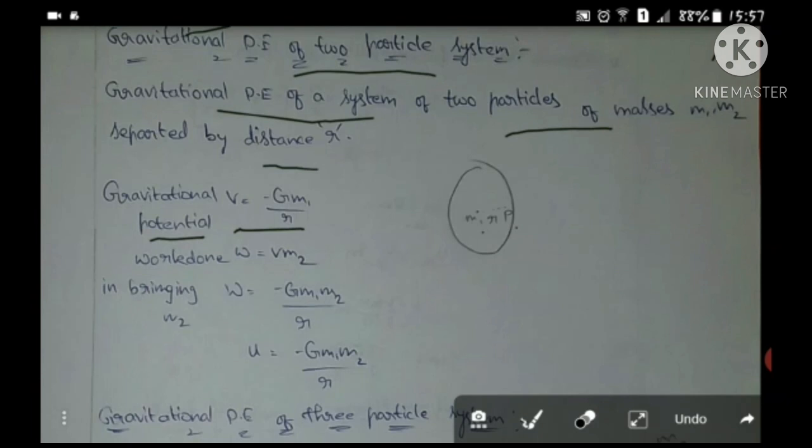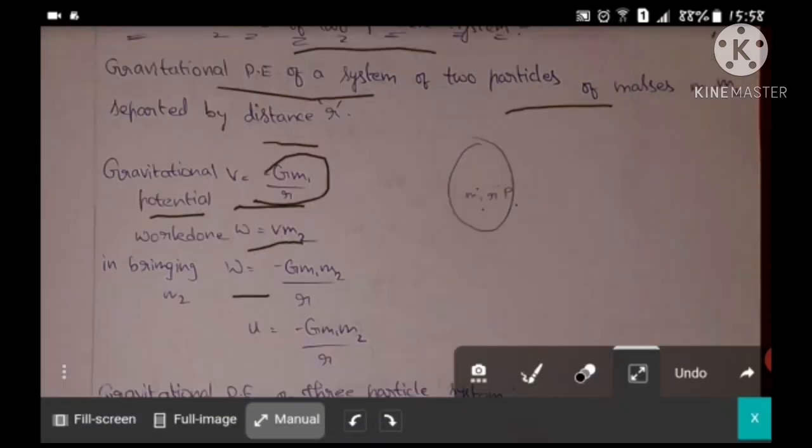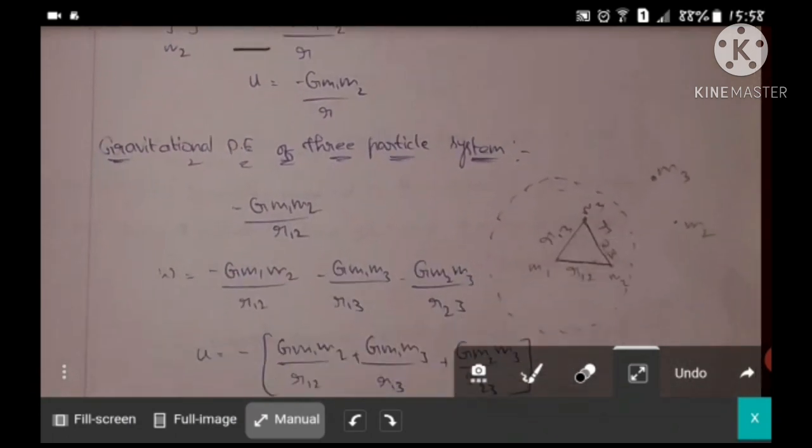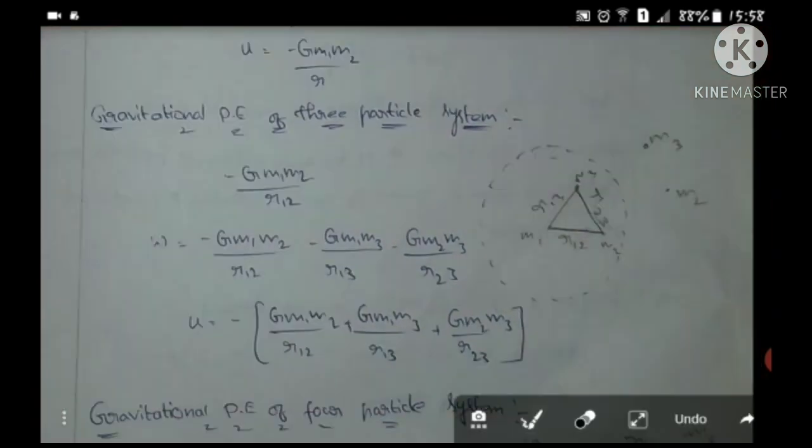Work done, here W is equal to V m2. Here W is work done in bringing m2 from infinity to inside the gravitational field. W is equal to V m2. Therefore we know V is equal to minus G m1 by r. So we substitute here. Then we get W is equal to minus G m1 m2 by r. Therefore we can write U is equal to minus G m1 m2 by r in case of gravitational potential energy of a two particle system.